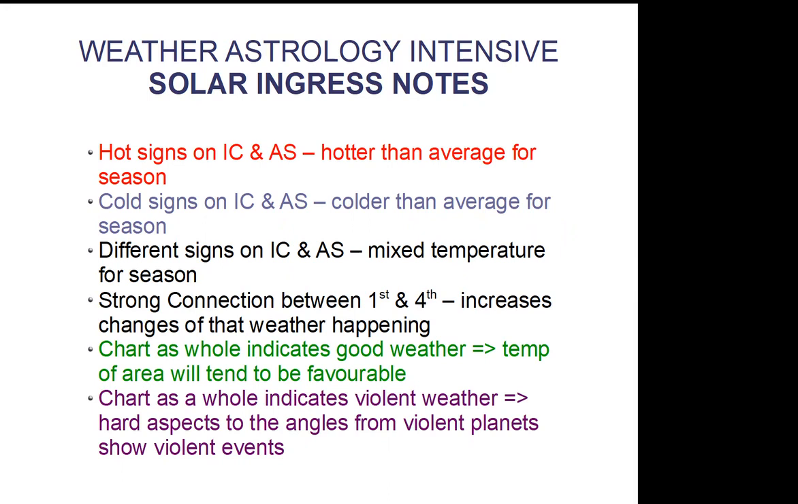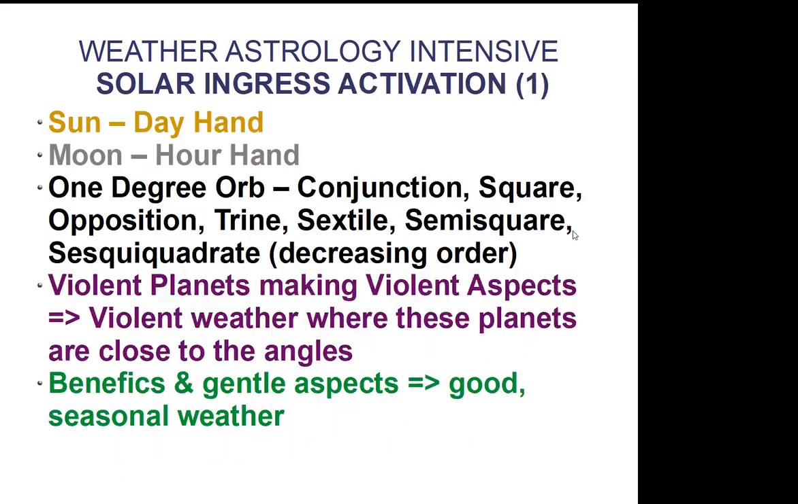The chart as a whole, if the chart as a whole indicates good weather, then the temperature of that area will be favorable. If the chart as a whole indicates violent weather, and the hard aspects, when hard aspects to the angles from transiting violent planets happen, you're going to get violent events. Right, so more information here.